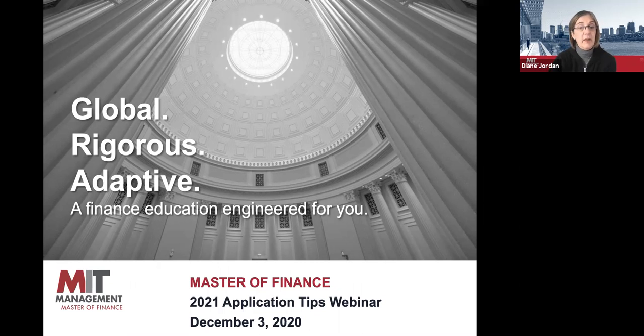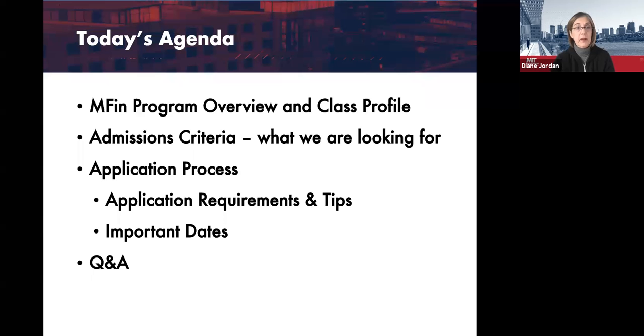So let me get started and go right into a little bit of an overview of the program. This is, again, the agenda. We're going to do an overview. I'll talk a little bit about the class profile. We'll go into the admissions criteria, what we are looking for, really break that down for you in terms of the key categories and areas that we're going to be focused on from an admissions standpoint. The application process, all the application requirements, some tips around that, important dates that hopefully you already know about, but we'll also make sure that we reaffirm and reconfirm them with you. And then, as I mentioned, we'll go into a Q&A.